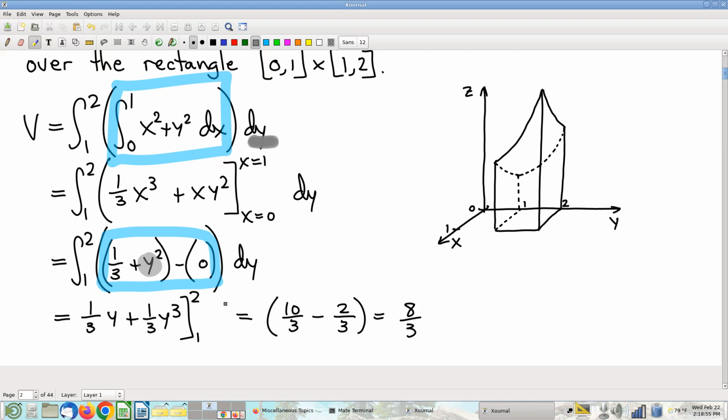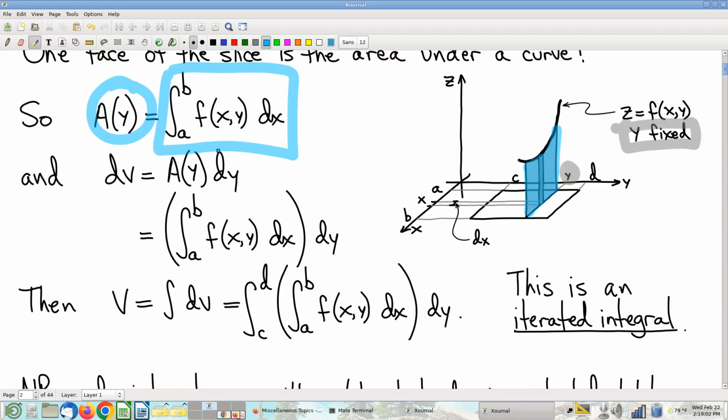Said differently, what was the deal with this integral in the first place? Where did this integral come from? Well, that inside integral is the cross-sectional area, which should be a function of y, because depending on which value of y you pick, you get different cross-sections and therefore different cross-sectional areas. So it makes sense from multiple points of view that the result of the inside integral should be a function of the outside variable. Okay.